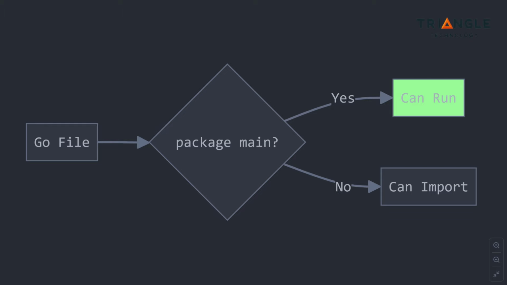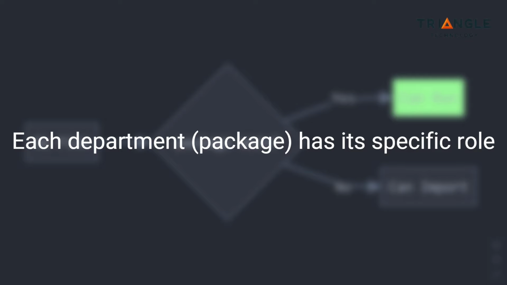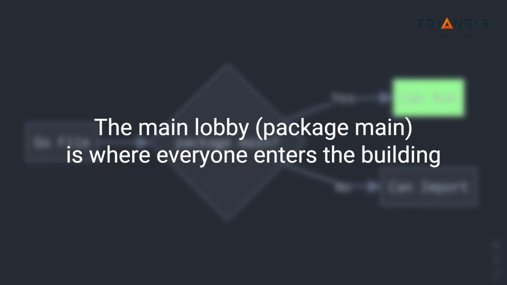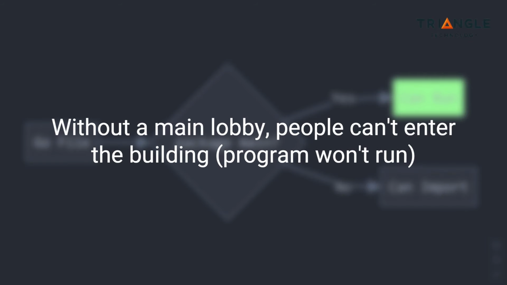Real-world analogy. Imagine you're organizing a big office building. Each department, package, has its specific role. The main lobby, package main, is where everyone enters the building. Without a main lobby, people can't enter the building. Program won't run.